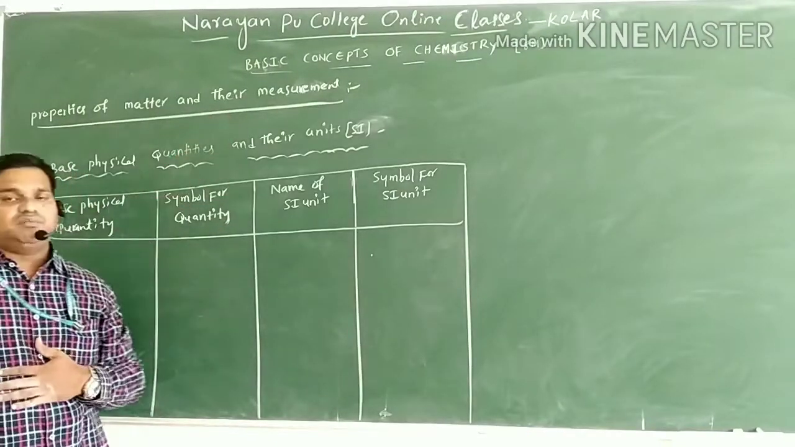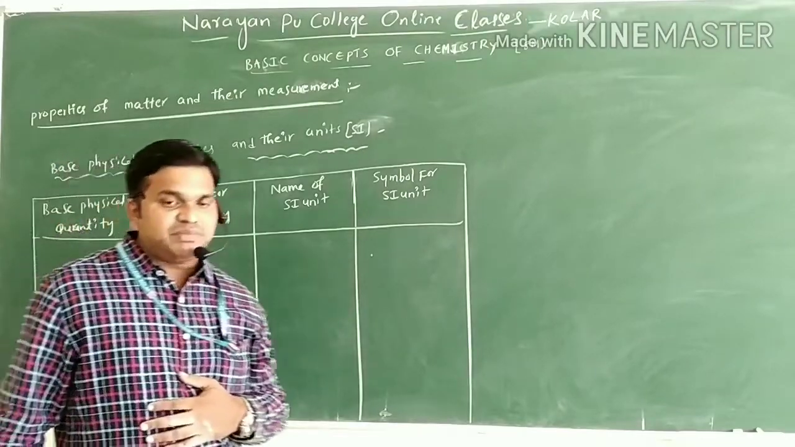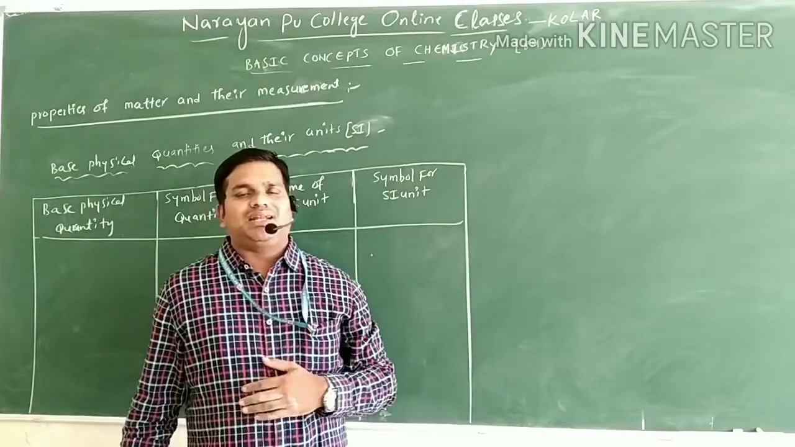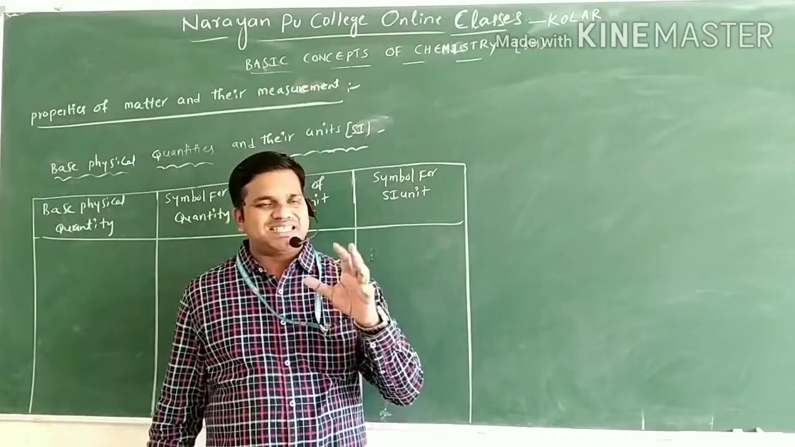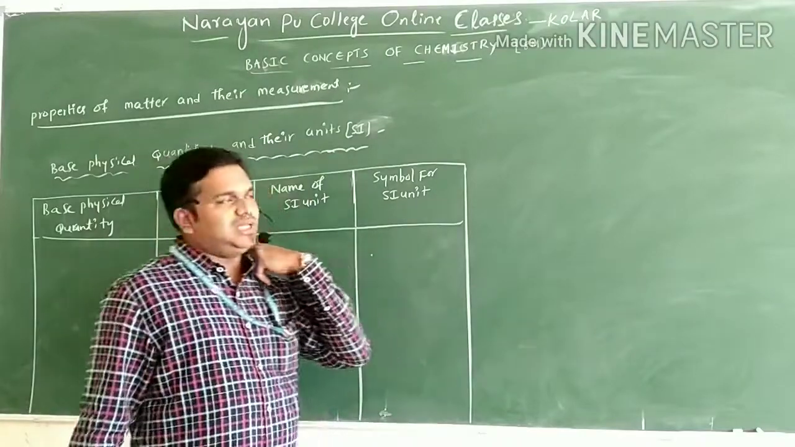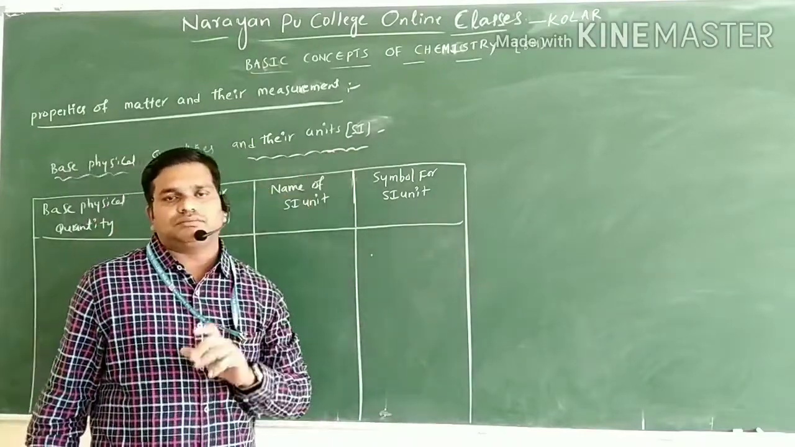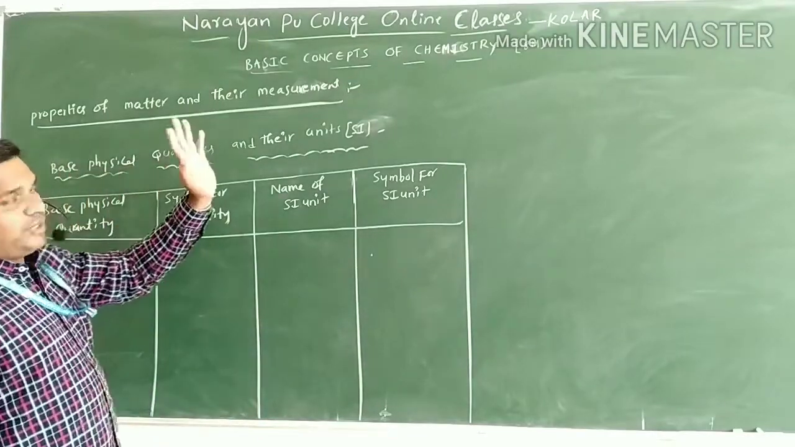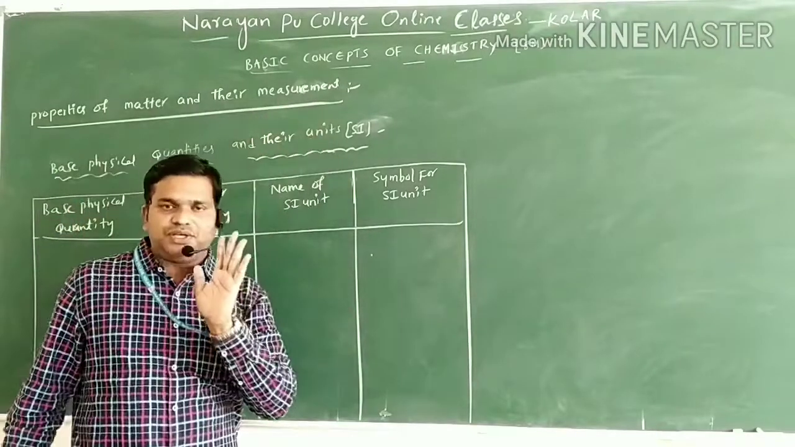Now we can see the measurement of matter. For the measurement of matter, we can use different types of units. But the entire world follows one system of units, that is called the International System of Units, which we are calling SI units. Now we can see the base physical quantities and their units. SI units we mostly use only.